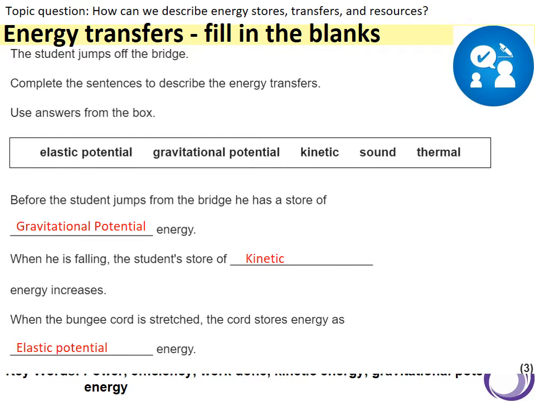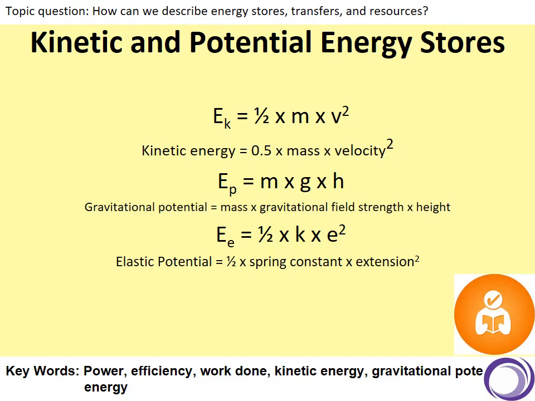So here are your answers. So you should have got that from the bridge they have a store of gravitational potential energy. When they are falling, the student's store of kinetic energy increases, and then the cord would store that energy as elastic potential energy. So now here's a bit of a recap to your kinetic and potential energy stores and equations.